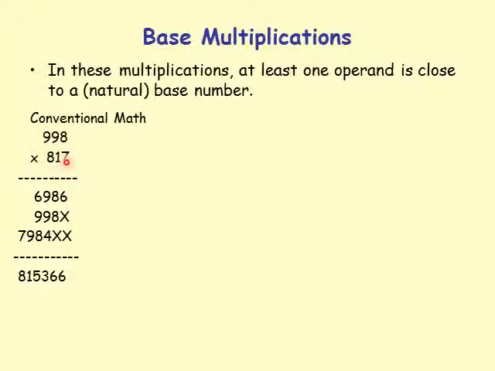We multiply 998 with the digits in the multiplier, each intermediate product on a separate line, with the second line shifted by 1 to the left and the third line shifted by 2 to the left, and then add them together to get 815366. Let's do the Vedic math way.